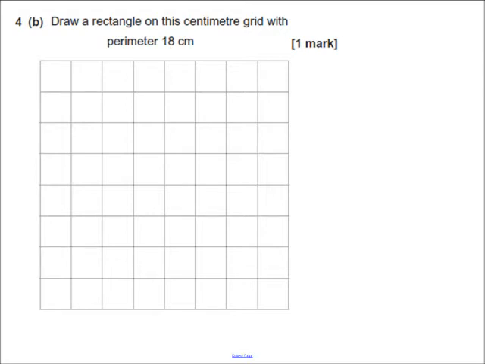Question 4b is asking us to draw a rectangle on this centimetre grid with a perimeter of 18 centimetres. So when you have a rectangle and it has a perimeter of 18 centimetres, the length and the height have got to be half of the total perimeter. So 18 divided by 2 means that when we add our length to our height, they've got to equal 9. So you can have any combination you like to do this.